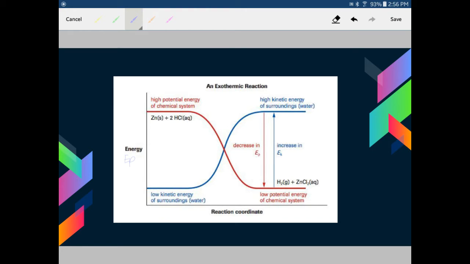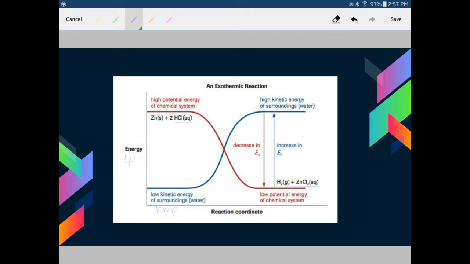It's EP. And what we see is, as this chemical reaction occurs and the zinc takes the place of the hydrogen, creating zinc chloride and hydrogen gas, the potential energy is dropping. If you follow the red line, you'll see that the potential energy drops very low. That's because the bond energy of zinc and hydrochloric acid is higher than our products. That's not a bad thing. What we see here is the initial surroundings, the kinetic energy or the temperature, essentially the temperature of our surrounding water, is very low.